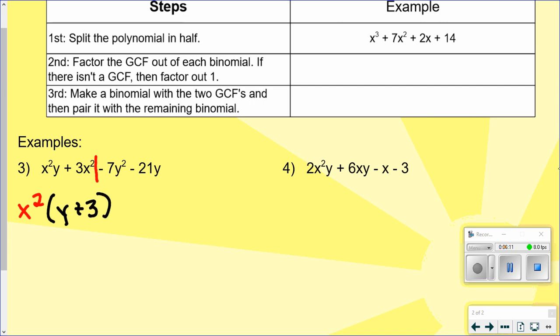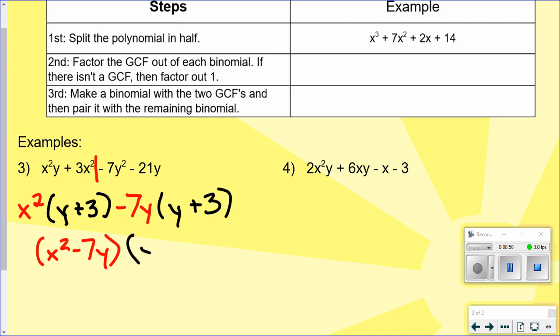On the right side, let's factor out a negative 7y. Because if I factor out a negative 7y, then that's going to change these to plus signs, which is always better to deal with than minus signs in here. So I'm going to factor out negative 7y. I'm left with y plus 3. So this became a positive and this became a plus because I factored out a negative number. And so that left me with positive numbers in here. And so now together, we have x squared minus 7y, y plus 3.